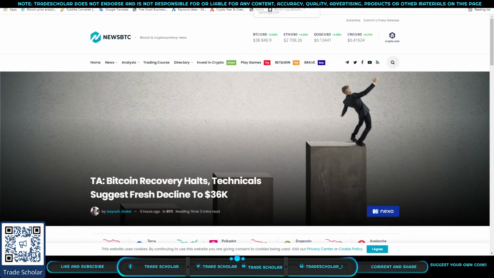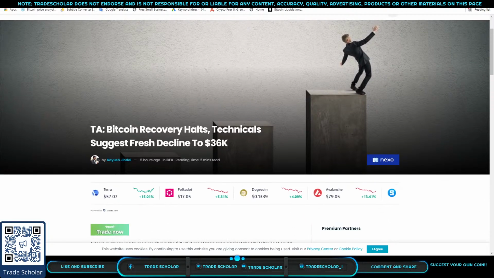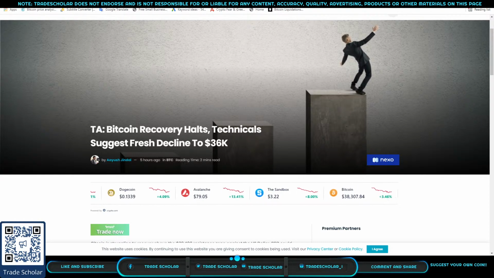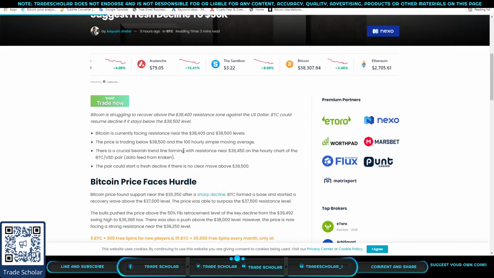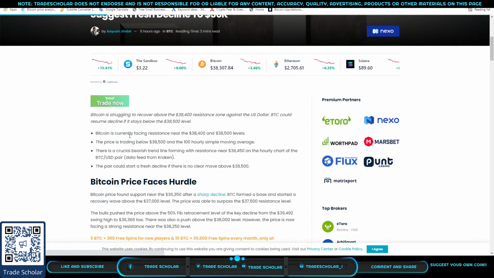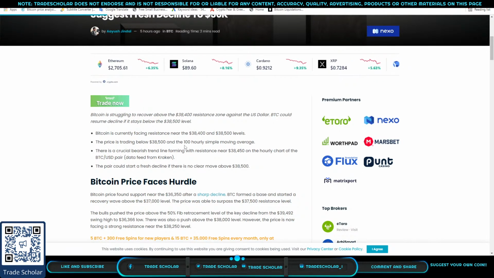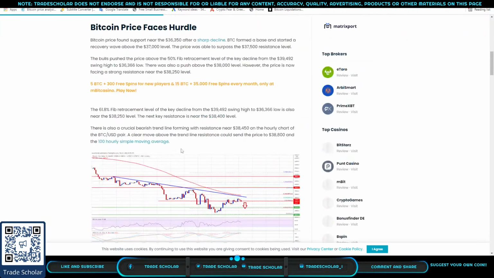Nothing to worry about in our greed and fear. All our news now is still bearish. "Bitcoin recovers, hold. Technicals suggest fresh decline to 36k," 5 hours ago. So this is still bearish, not yet broken. Bitcoin is currently facing resistance at 38.4. We broke 38.4 already, so we have predicted well in this area.